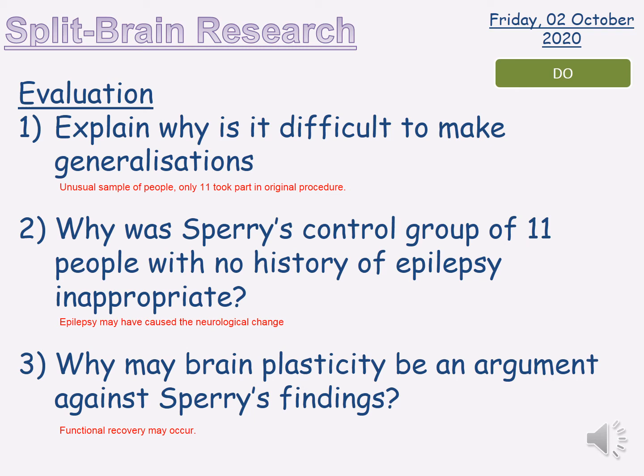Finally, brain plasticity may be an argument against Sperry's findings because functional recovery may occur. So it's the idea that neurological plasticity may change what happens with the participants. So for example, with Phineas Gage being able to drive coaches around Chile, eventually he will have undergone some plasticity following his incident with a railroad spike.